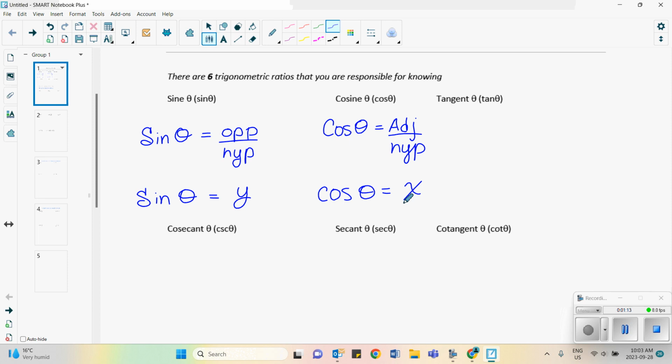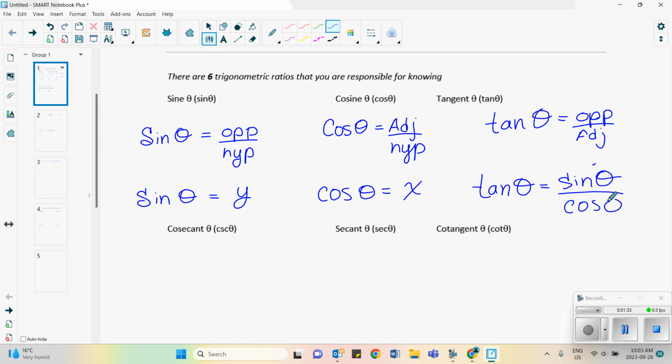Tan is something else all by itself. So tan theta is opposite over adjacent. But we also write tan theta as sine theta over cos theta. Right? So we know that already. That's knowledge that we already have. Okay, so here's the knowledge we're about to learn.